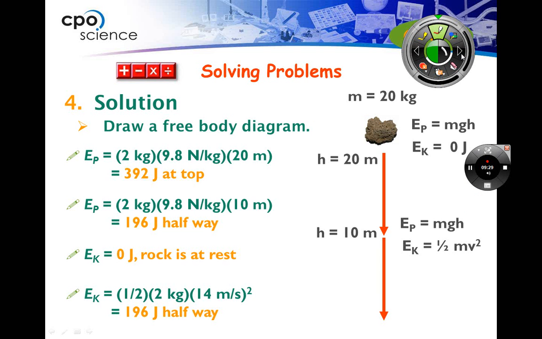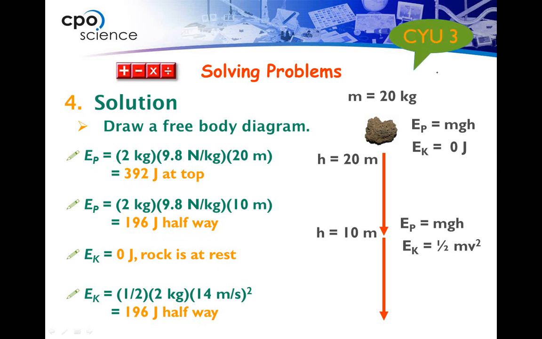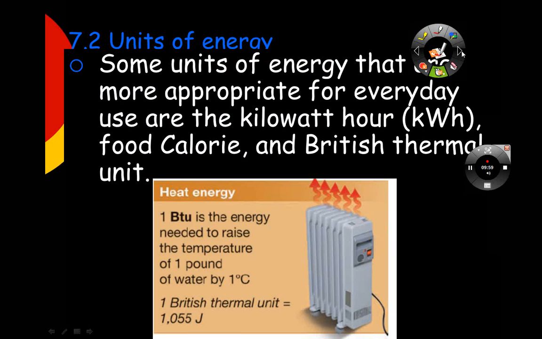So this is what it looks like. You can draw a free body diagram if it helps you understand it. We figured out the total joules at the top, 392. We figured out the potential energy halfway down. We figured out 0 was our joules at rest. And we also figured out how many joules it was halfway down. That was a complex question.